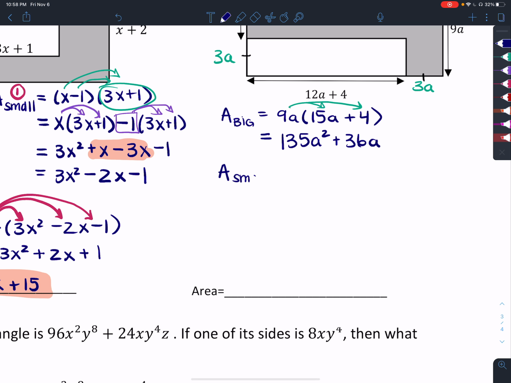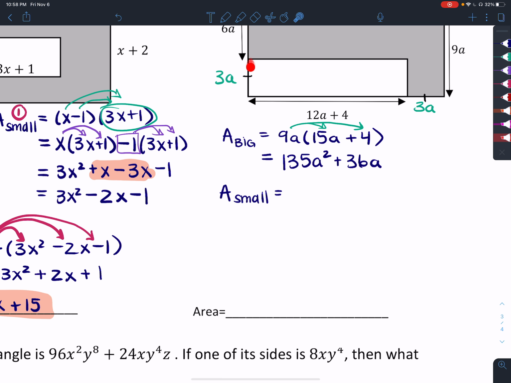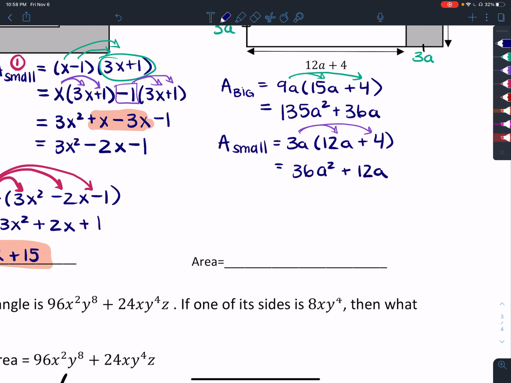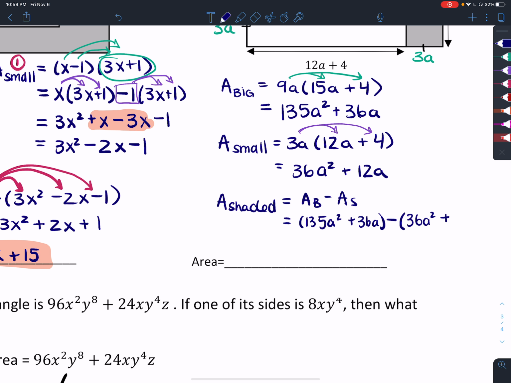And then the area of our small, that's going to be 3a times 12a plus 4. This is going to give us 36a squared plus 12a. Okay, so now we have the two pieces and our area of shaded. That's again going to be our area big minus our area small. So we're going to get 135a squared plus 36a minus, and then our brackets, 36a squared plus 12a.